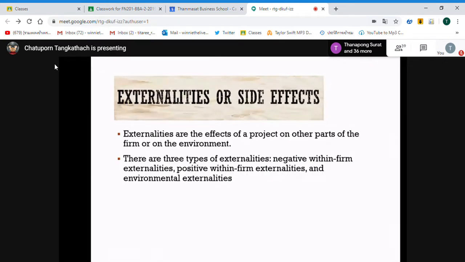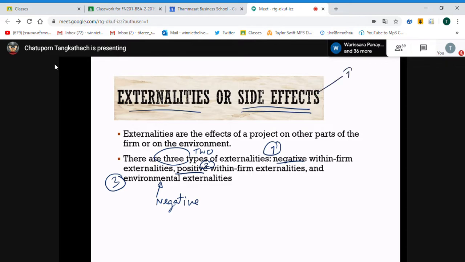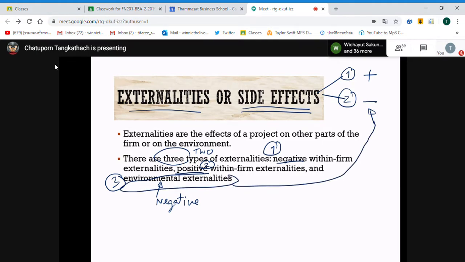Now, the next concept is what we call externalities or side effects. In terms of externalities or side effects, there are three types, actually two, because the last type, environmental externality, is one kind of negative side effect. So broadly, there is first a negative side effect, and second a positive side effect. Let me put it this way, one positive, one negative, and in the negative part you may talk about environmental externality as one of the negatives.